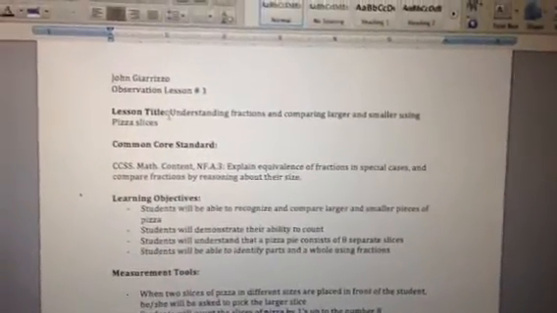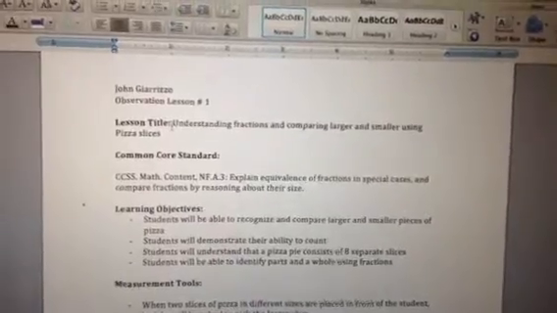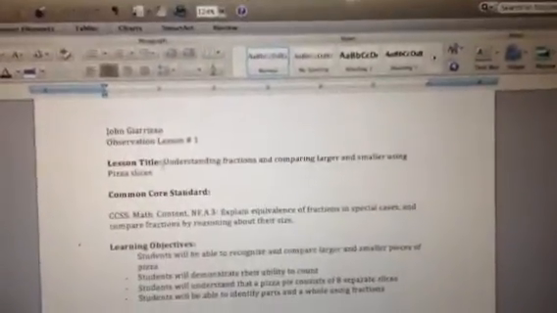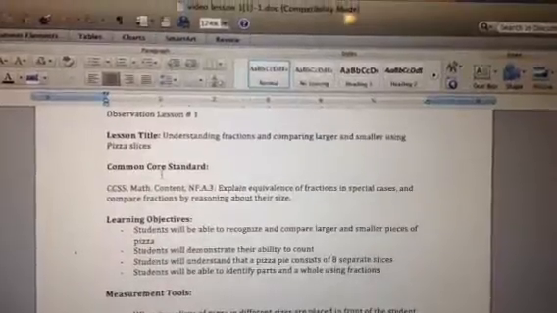Students demonstrate their ability to count. They will understand that a pizza pie consists of 8 separate slices, and they will also be able to identify parts in whole using fractions.